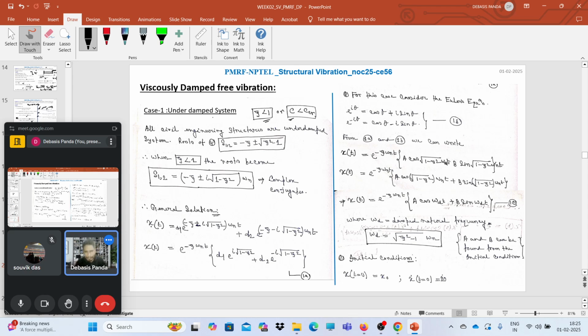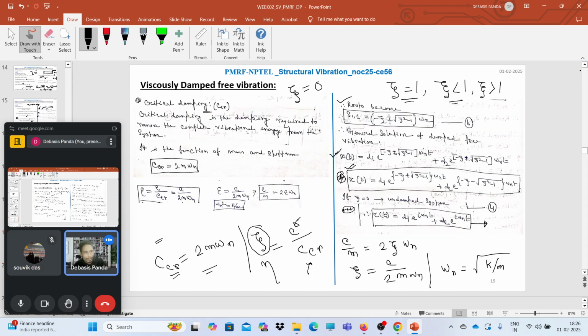Now when zeta is less than 1, we will have two roots in the form of complex conjugates. Just put it in these equations and you will find out. The first root will be s1 equals minus zeta plus i under root of 1 minus zeta square, times omega n, and the second one will be s2 equals minus zeta minus i under root of 1 minus zeta square, times omega n. Now in the general solution, you just put the roots. Here we have written out the general solution for it.